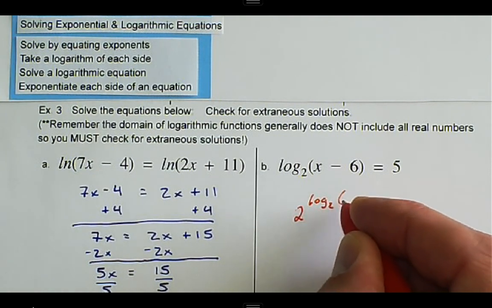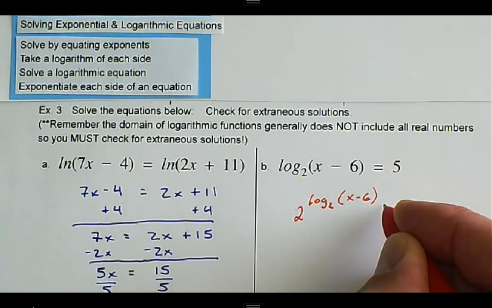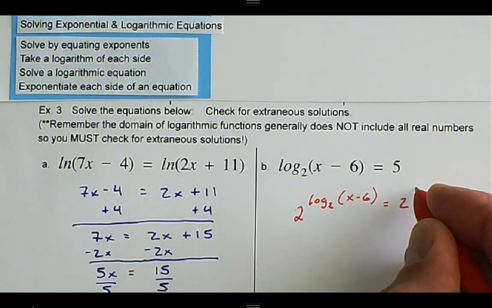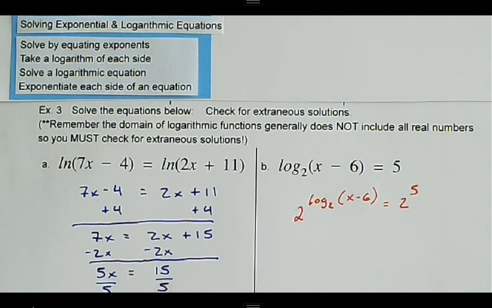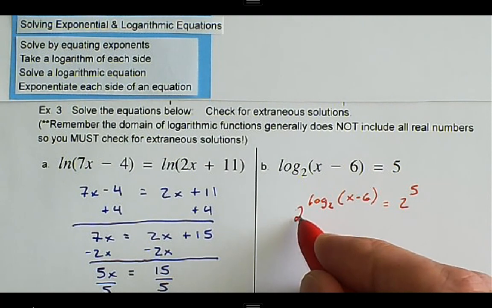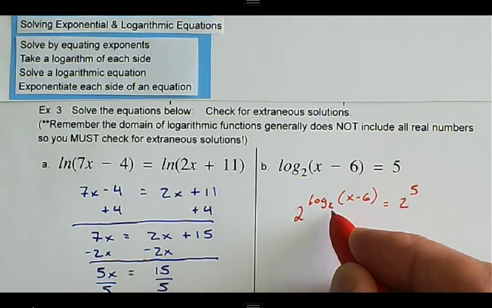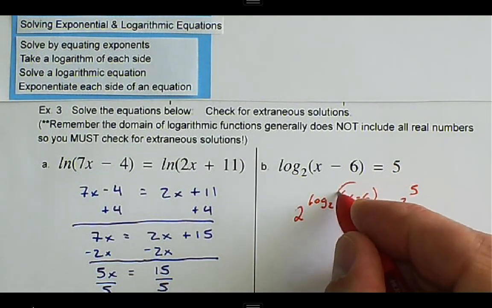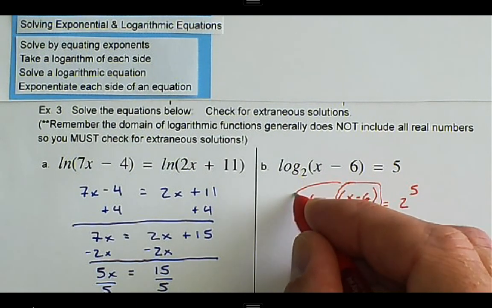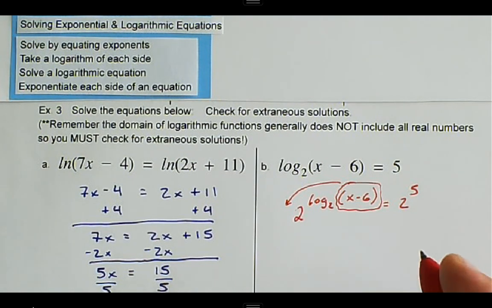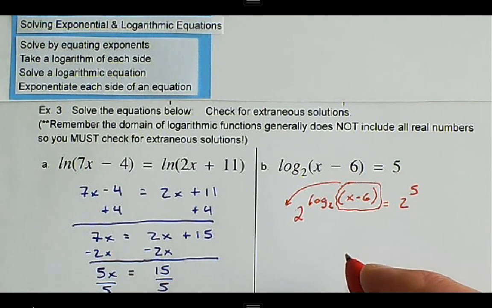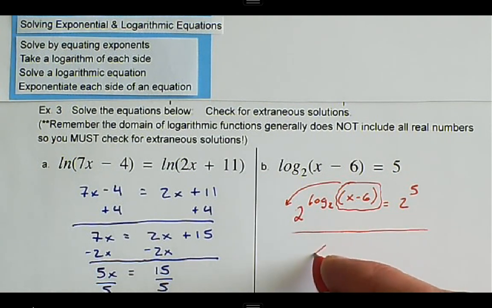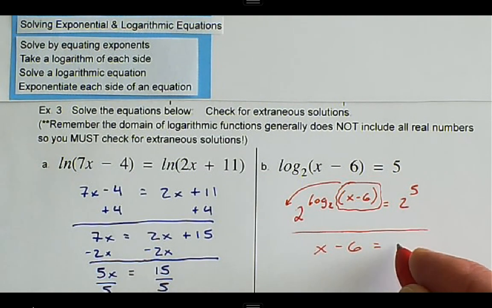2 to the log base 2 of x minus 6, and that is equal to 2 to the 5th. And now 2 to the log base 2, that is going to be equal to 1. And so we can take part of the exponent here, we can move this out in front. And so we get x minus 6 is equal to 2 to the 5th.